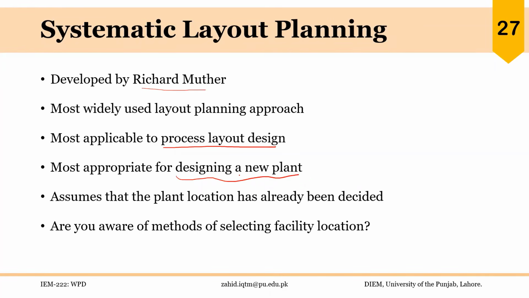It assumes that the plant location has already been decided, because that is an important decision in layout planning. So we have to first decide the location, and there are many factors that help us in deciding the location of the plant. Once that has been decided, we can use this systematic layout planning approach to design the layout. I hope you have studied different methods of selecting facility location. One of them is the center of gravity method, but there are other methods as well.